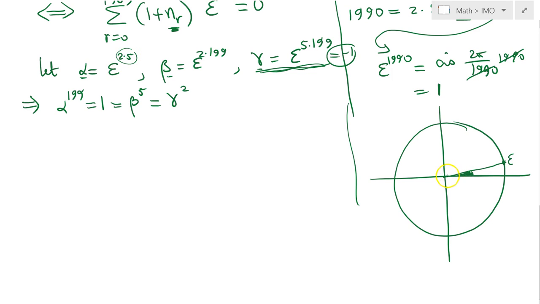Then you have epsilon to the 10th power, a 10 rotation here, which happens to be alpha. Then epsilon raised to the power 2 times 199, which is here, that's beta. And finally, epsilon raised to the 5 times 199, that's gamma. If I square it, it already has an argument of 180 degrees, so the whole thing becomes 360 degrees, so gamma is basically equal to minus 1 on the unit circle.